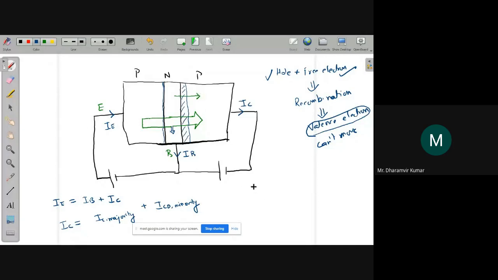If I want to talk about the units, the value of IE and IC would be almost the same, in the range of milliamperes. The value of IB, that is base current, would be very low, in the range of microamperes. So remember that the value of base current is very small compared to the collector current or the emitter current. These things are important: these two equations, and these two things.